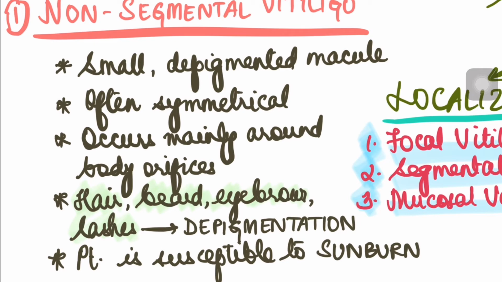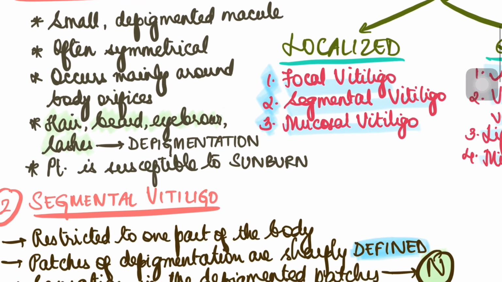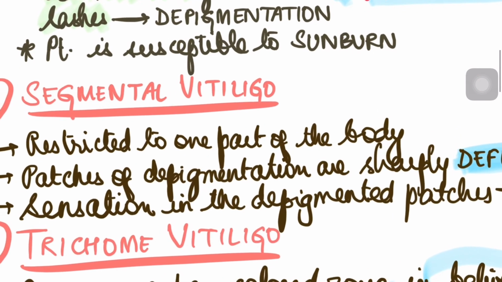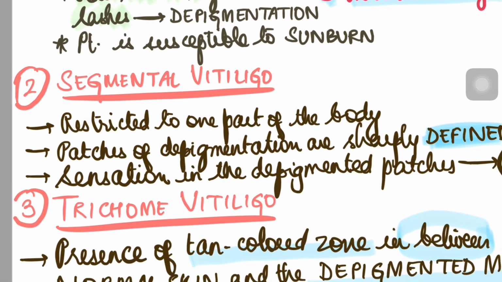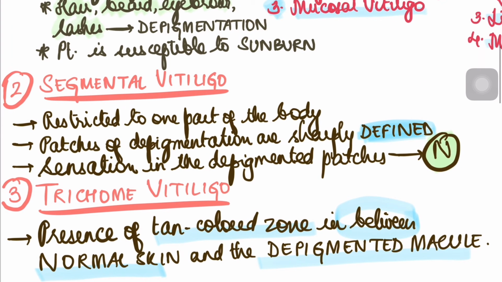Now when we talk about segmental vitiligo, basically it is restricted to one part of the body, and patches of depigmentation are sharply defined, which is an important characteristic feature of this. Okay, and sensation in the depigmented patches continues to remain normal. Now when we talk about trichrome vitiligo, there is presence of a tan colored zone between your normal skin and the depigmented macule. Okay, so these are your clinical features.